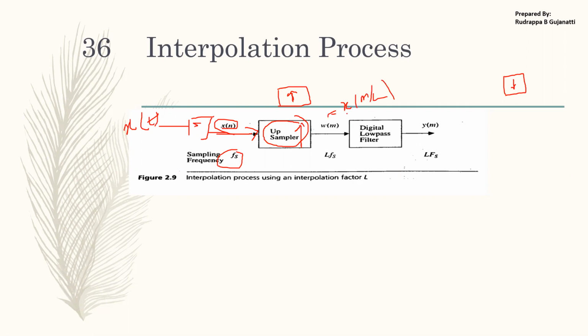We are inserting more samples based on the interpolation factor L. Once I get the interpolated sequence, I pass it through a digital filter, and I'll be getting the filtered sequence, which is the interpolated sequence at the end. Now here, you are increasing the sampling rate. Whereas in the previous case, you were taking fs by M, decreasing the sampling rate. But here you are increasing the number of samples, thereby increasing the sampling rate indirectly.